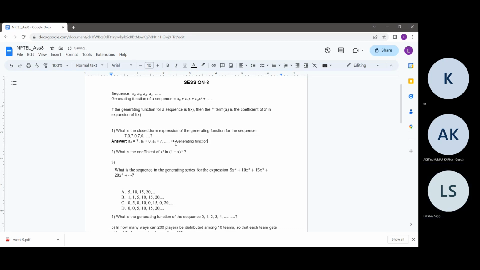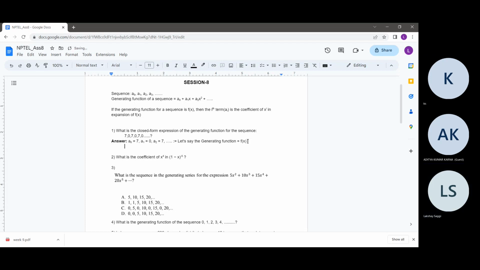Let's say the generating function is f of x. So what's the value of f of x in expanded form? As we already know, if the sequence is a0, a1, a2, a3 and so on, then its generating function is nothing but a0 plus a1x plus a2x squared and so on.